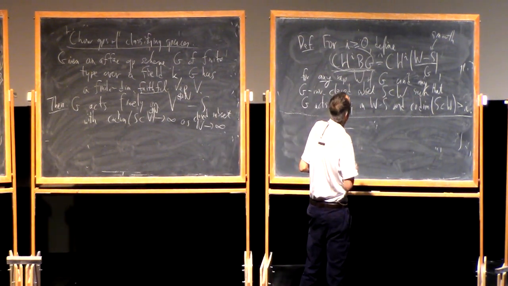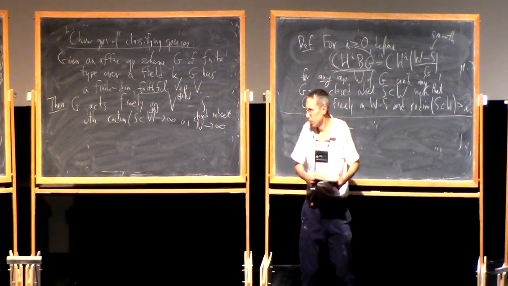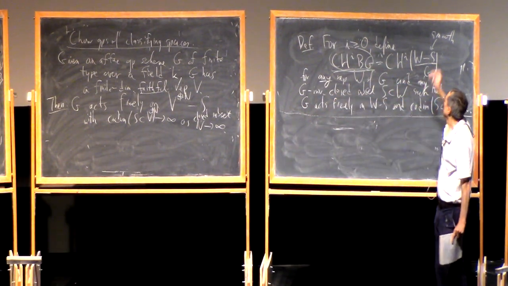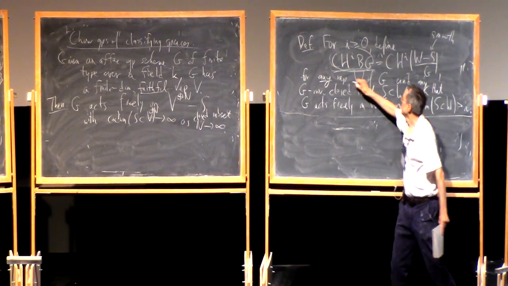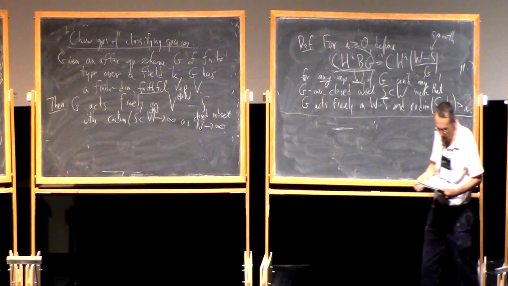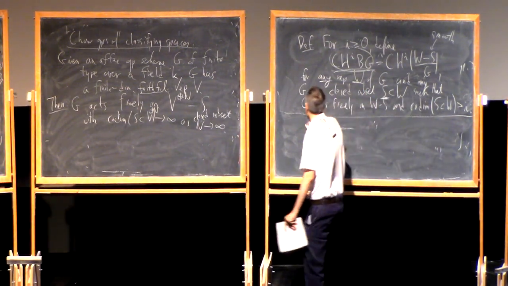Right, and so the question is, why is this definition well-defined? Defining this group on the left, I have to choose W, and strictly speaking, I also have to choose S. Why is this independent of choices? Somehow it's independent up to a canonical isomorphism. So why?